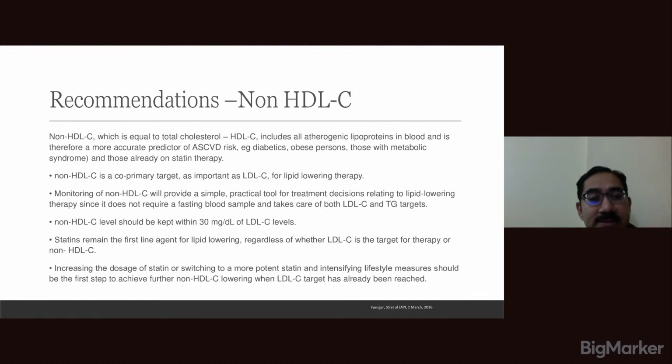Statin therapy remains the first line agent for lipid lowering regardless of whether LDL cholesterol or non-HDL cholesterol is the target for therapy. Increase in dose of the statin or switching to a more potent statin and intensifying lifestyle measures should be the first step to achieve further non-HDL cholesterol lowering when LDL cholesterol targets have already been achieved. This is very important.